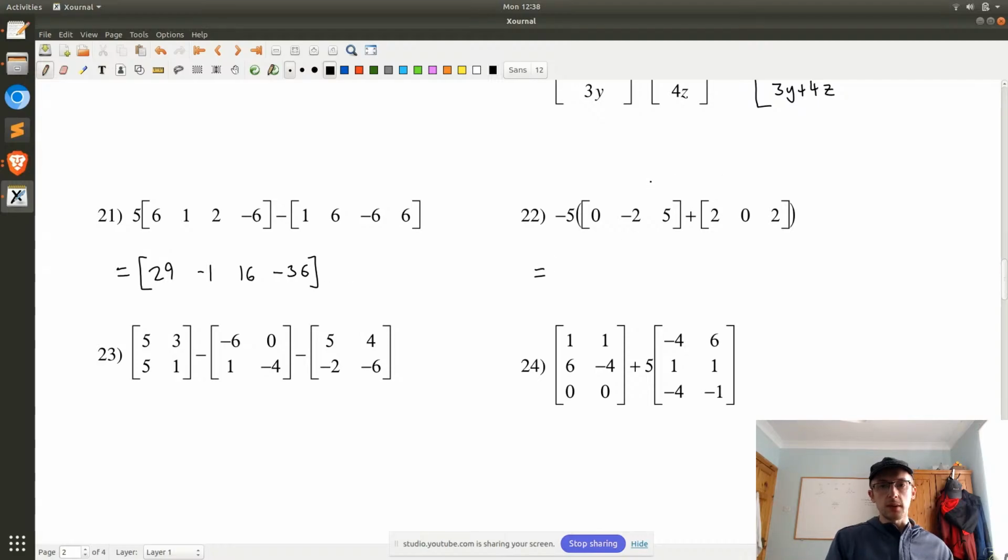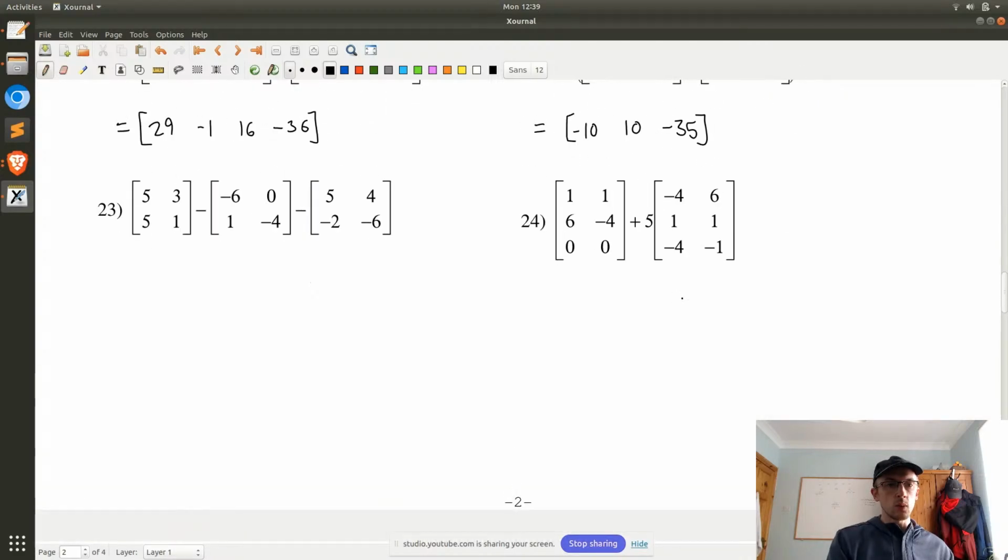What about over here? We'll follow BIDMAS. First add the matrices, then multiply the entries by negative 5. So 0 add 2 is 2. 2 times negative 5 is negative 10. Negative 2 add 0 is negative 2. Negative 2 times negative 5 is positive 10. 5 add 2 is 7. 7 times negative 5 is negative 35. And that completes it.